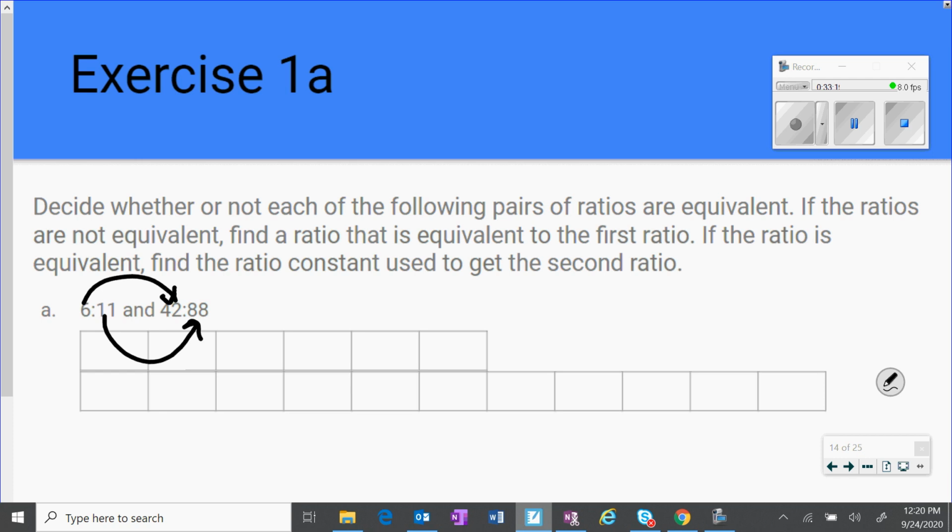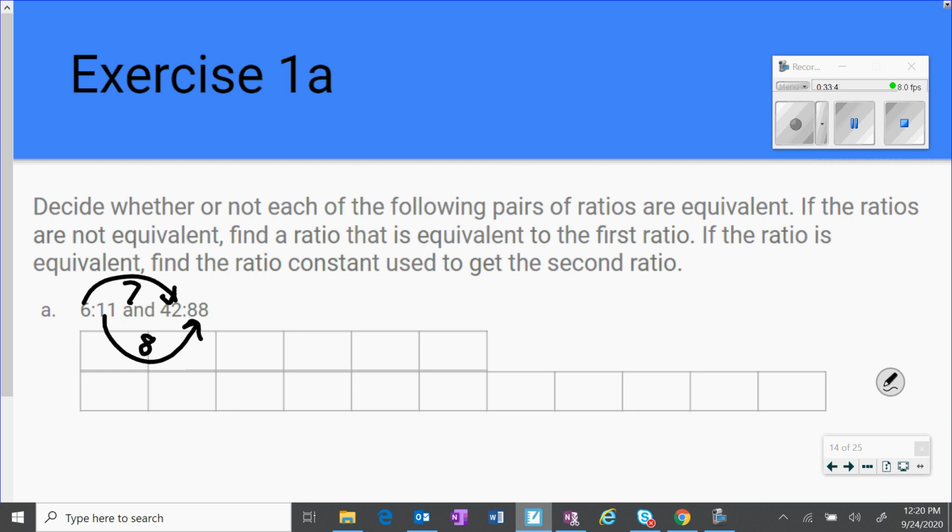And go, what do I have to multiply by to get 42? Well, 6 to get 42. And what do I know to multiply 11 by to get 88? Okay, so we're going to put an 8 here. What do we need to get 6 to get 42? Who said that? Bryce, 7.